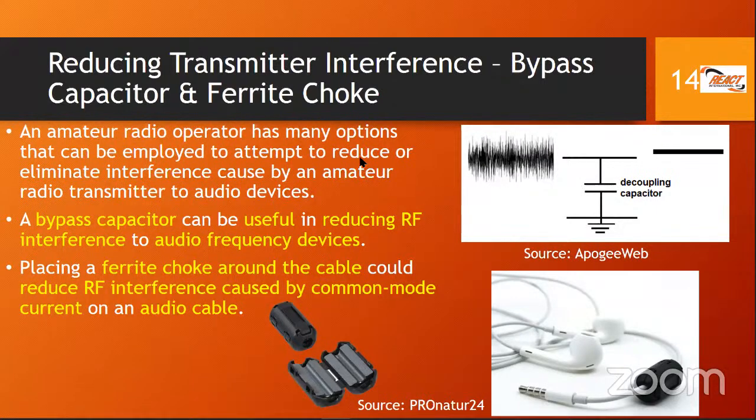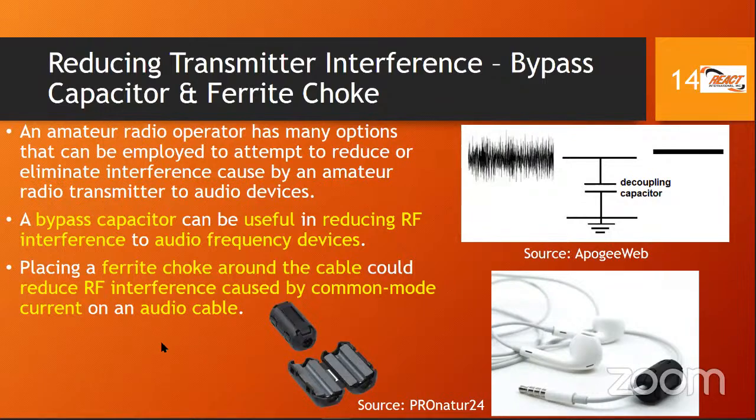So for the exam, you need to know that one of the ways is that you can install a bypass capacitor to reduce RF interference to audio frequency devices. So anything that you're listening to audio on, you're hearing something coming through a speaker and you're getting interference, a bypass capacitor is one of the tools and techniques that you can use. There's another one as well.